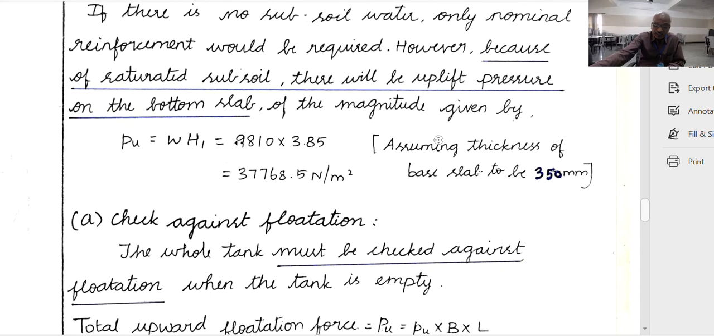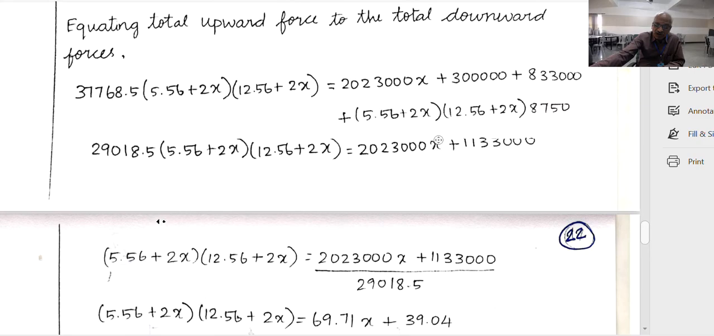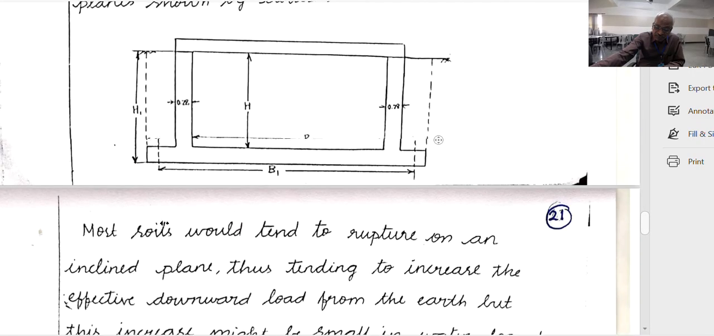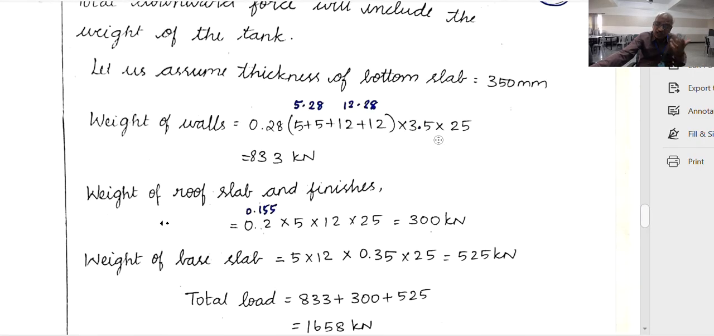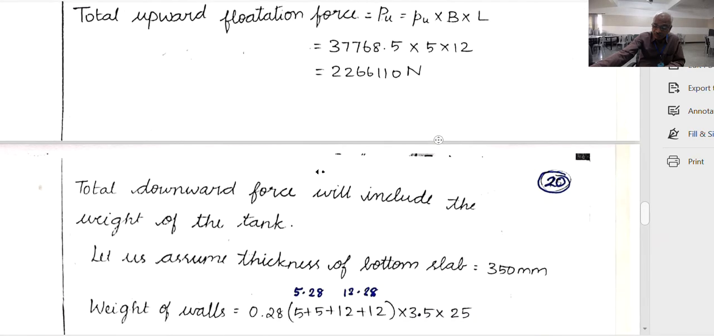This is the pressure. The pressure is 9810 and 3.15. This is the upward pressure available at the bottom of the tank when the water level rises up to the ground level. Because the water at the bottom of the base slab will also try to reach the ground level, that will cause upward pressure. That value is equal to 9810 into 3.15. So this is the upward pressure.